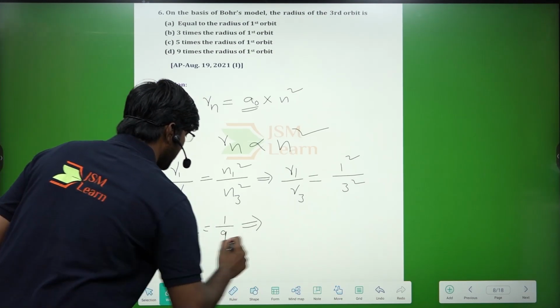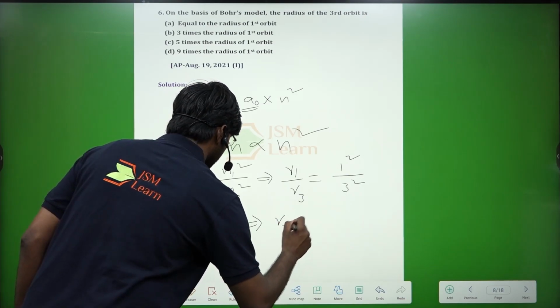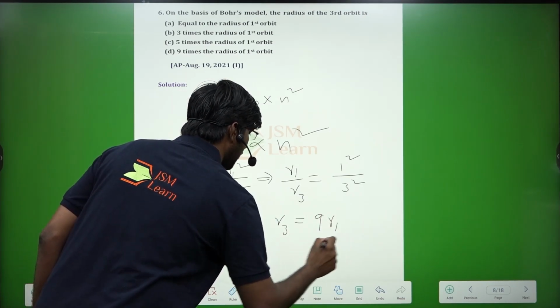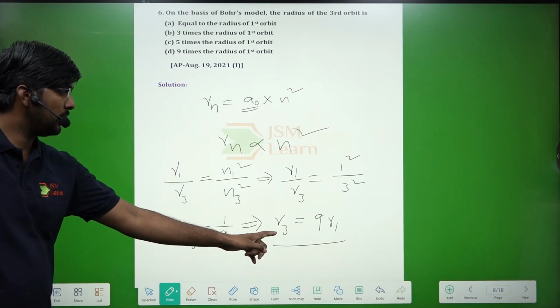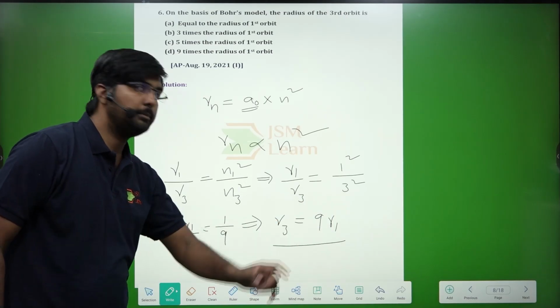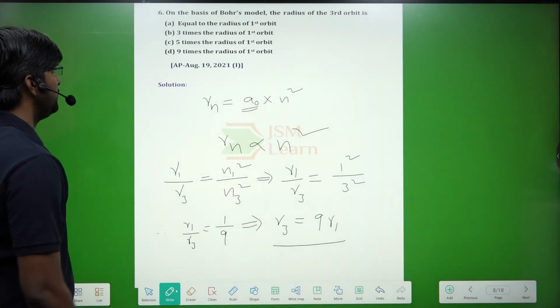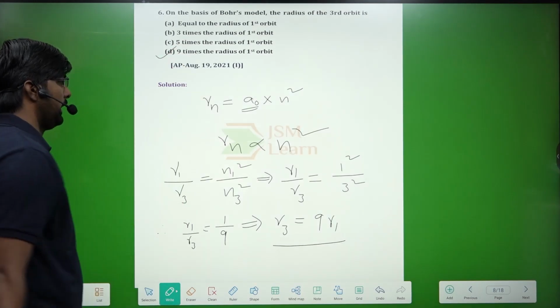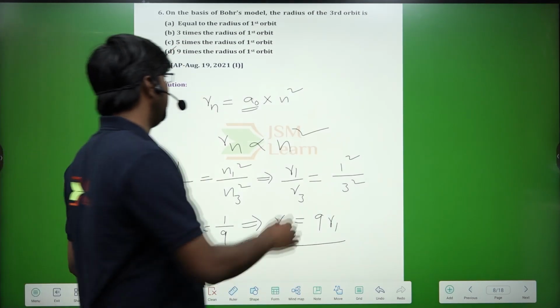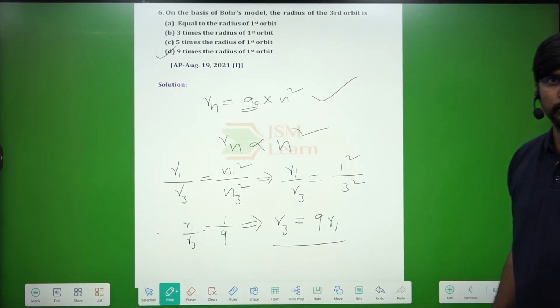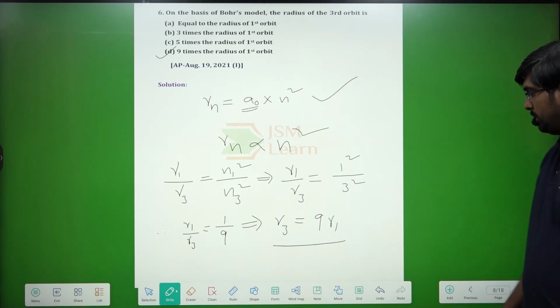If we simplify this, we get R3 equal to 9 into R1. So the radius of the third orbit is 9 times the radius of the first orbit. So option D is correct. Remember this formula, very very important. Many times questions were asked in the EAMCET.